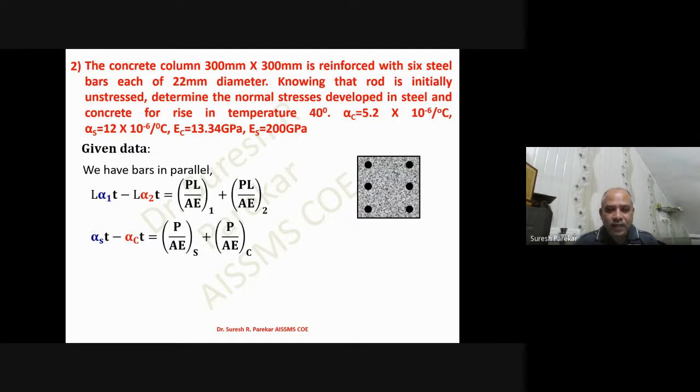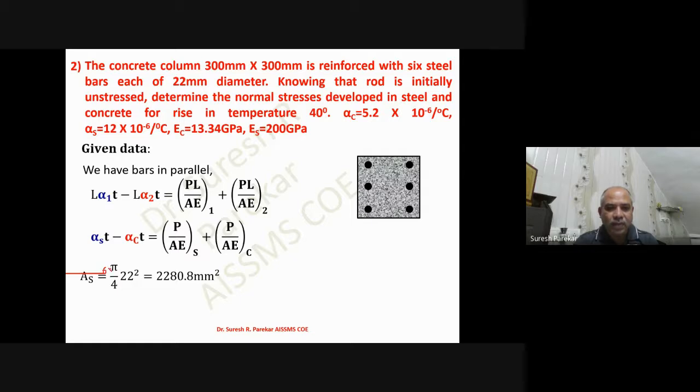Therefore if we take P upon AE on the left side, we get it as minus, and if we take alpha c to the right, then both are added. Now you can see L is the same for all, therefore we have cancelled L, and then we get this formula. Now we have this equal to, and we have to multiply it by 6 because we have 6 bars.